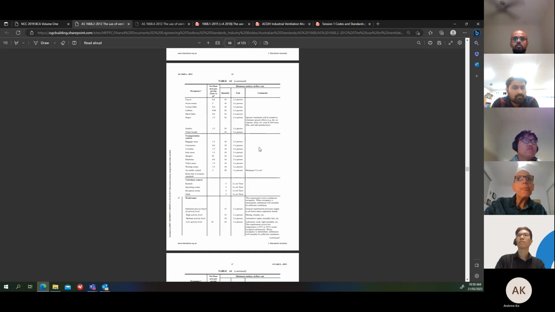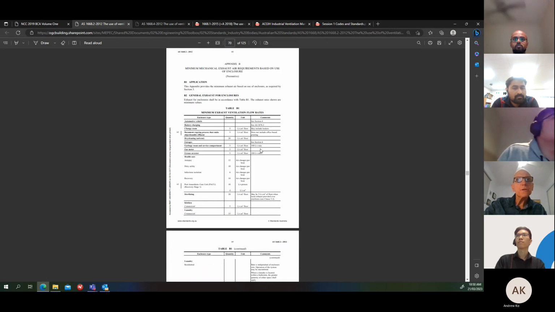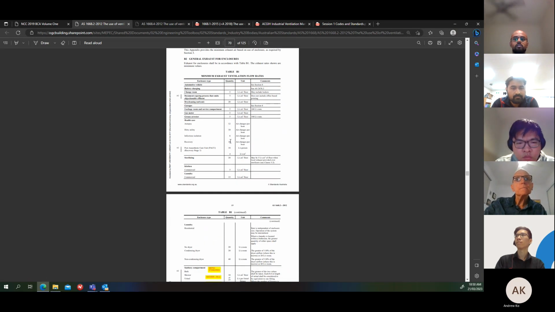So the next table, Appendix B, is for exhaust ventilation rates. So once again, for different types of areas, it gives you a rate, which might be litres per second per square metre, or might be in air changes per hour.